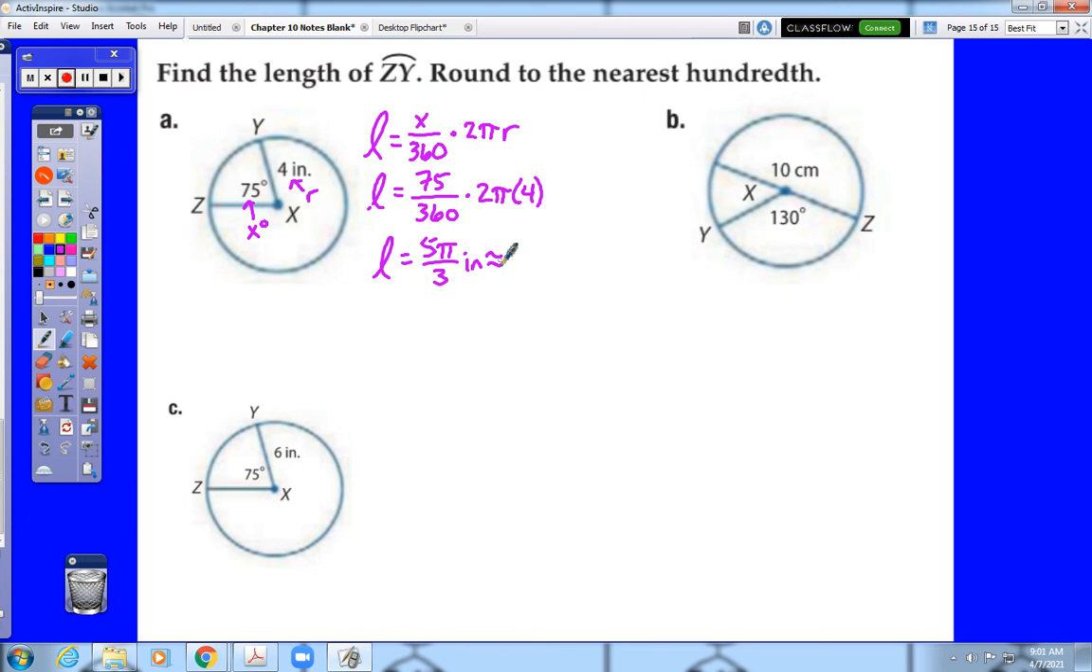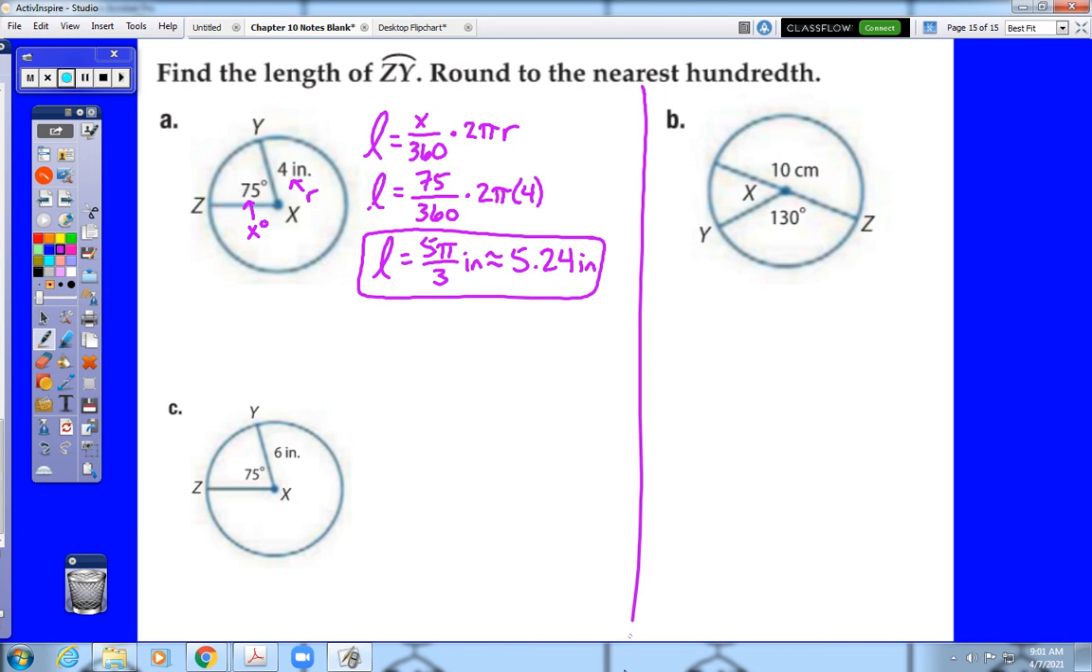You could also, and the directions do tell us that, once it's converted into a decimal and rounded to the nearest hundredth, 5.235 would be rounded to 5.24 inches. Okay?